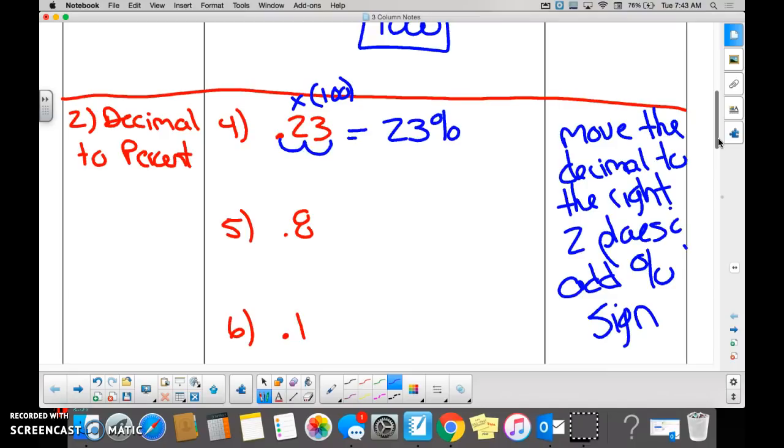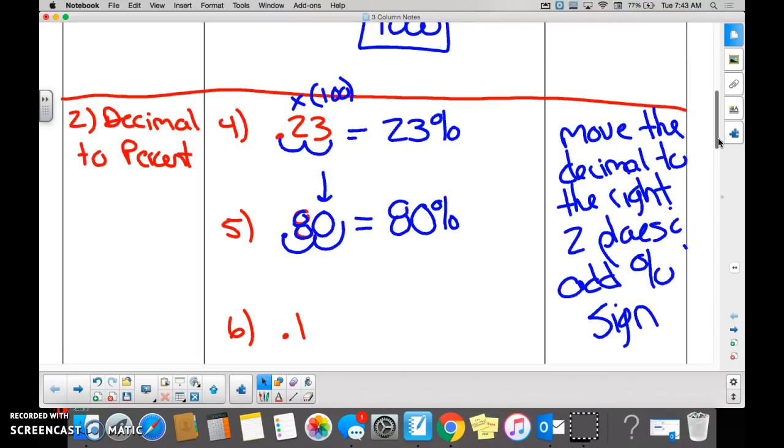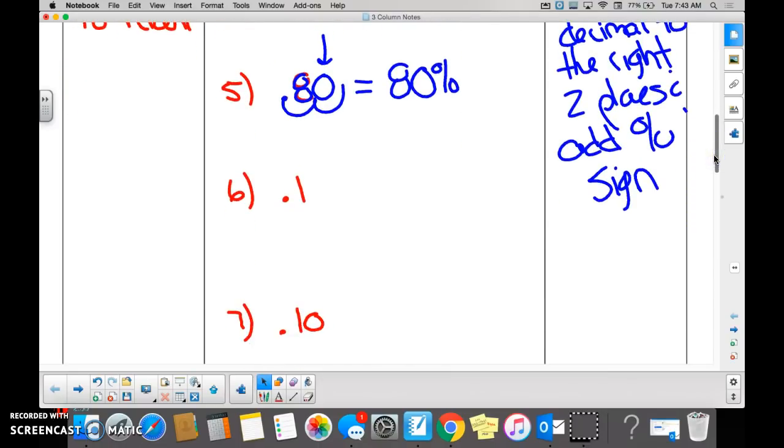So when you have a number like 0.8, which you say as 8 tenths, you are going to move the decimal point 1 and then a second place. But there is no number in this spot right here, so you just insert a 0. Okay, so 0.8 becomes 80%. Number 6 is a very similar one to number 5. It is 1/10, 0.1. So we're going to move the decimal point 1, 2 places to the right, fill in your 0 there, and it becomes 10%.